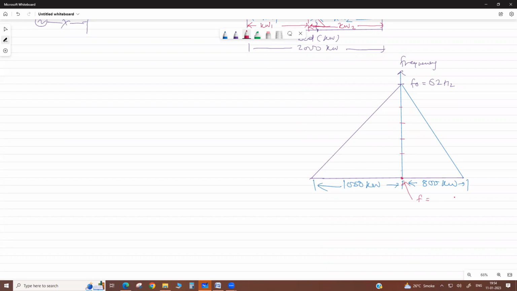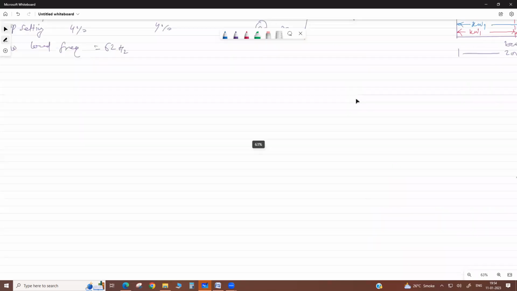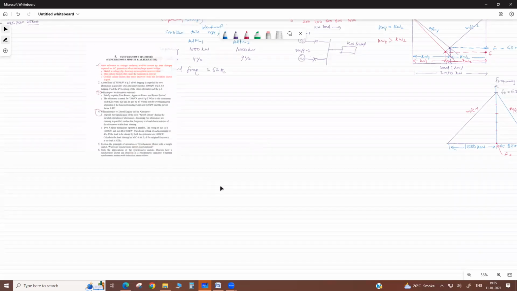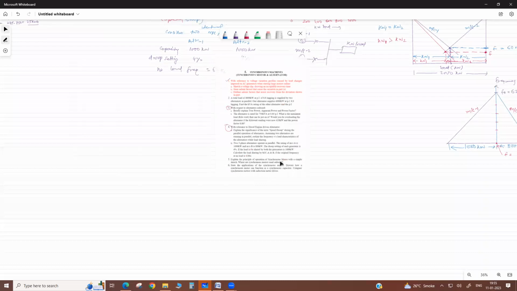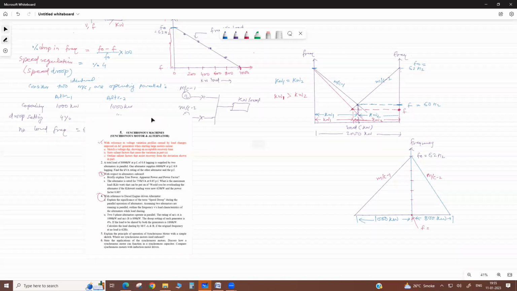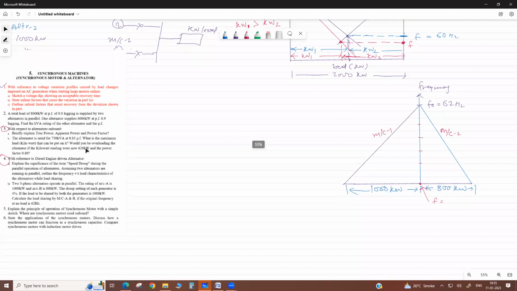F. Correct. So this is machine 1. This is the machine or alternator. This is 2. Now there is one example given here.